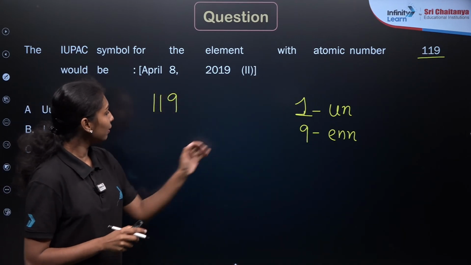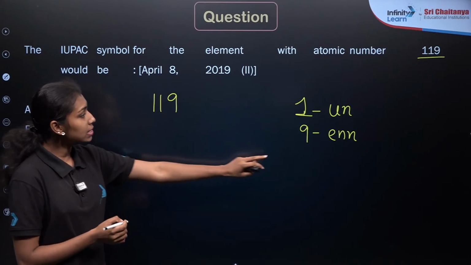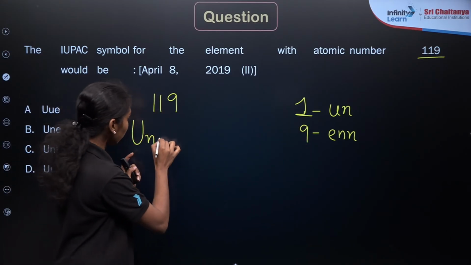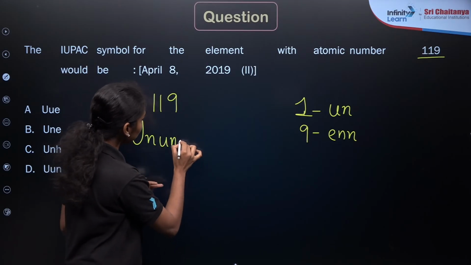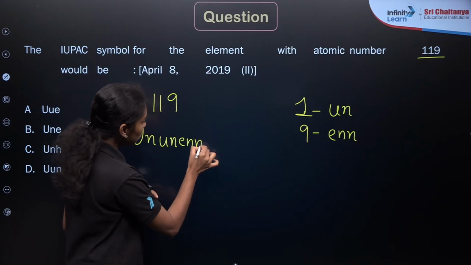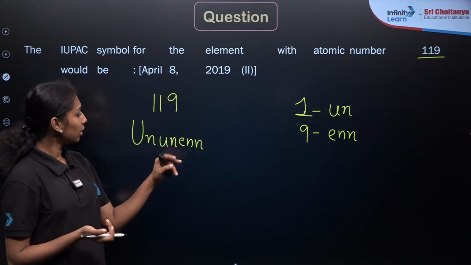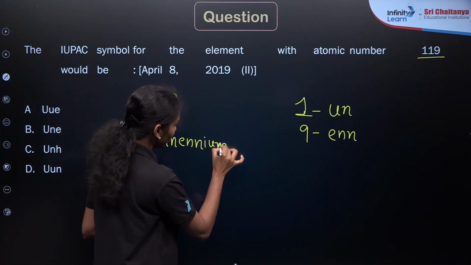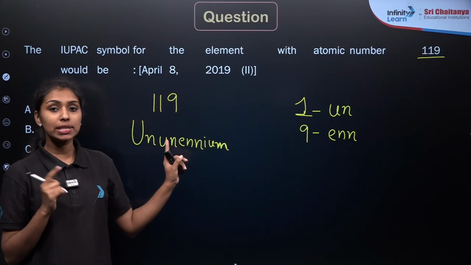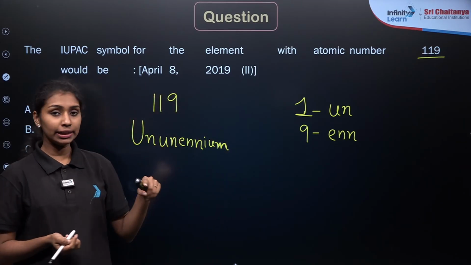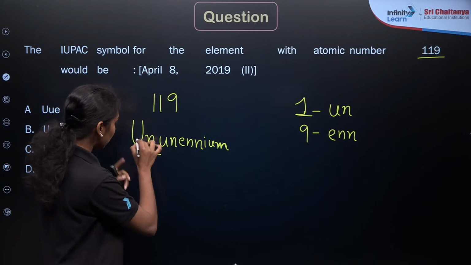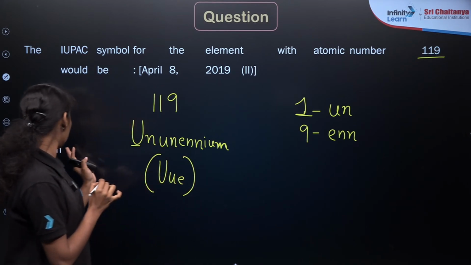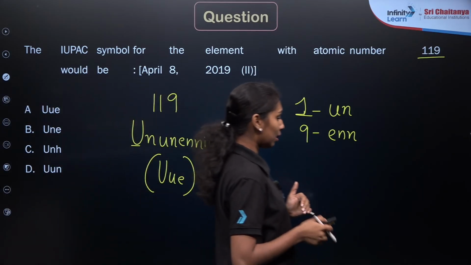So what we need to do here is identify the name of this compound. 1 stands for un, right? So the first letter will be un. Then again 1, which means again un. Then for 9, it will be enn. This is a word root. Those who missed the session, just revise the session. Then the suffix will be ium. This is the IUPAC name of this compound with atomic number 119. And the symbol for this compound will be the first letter U, then again U, then E. UUE will be the correct answer here, which means option A will be the correct answer.